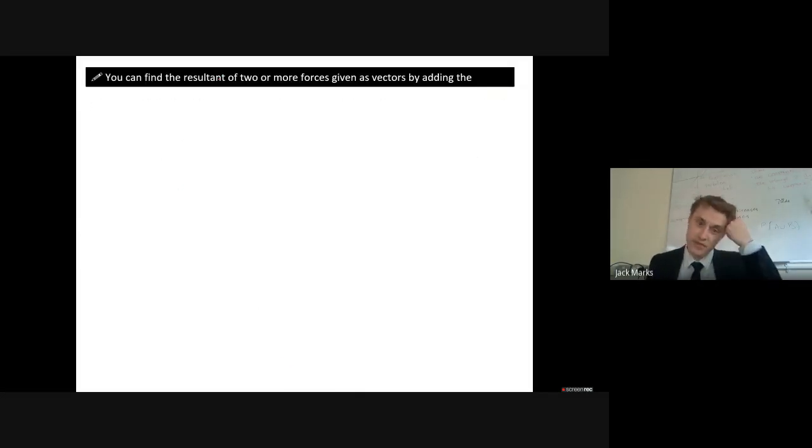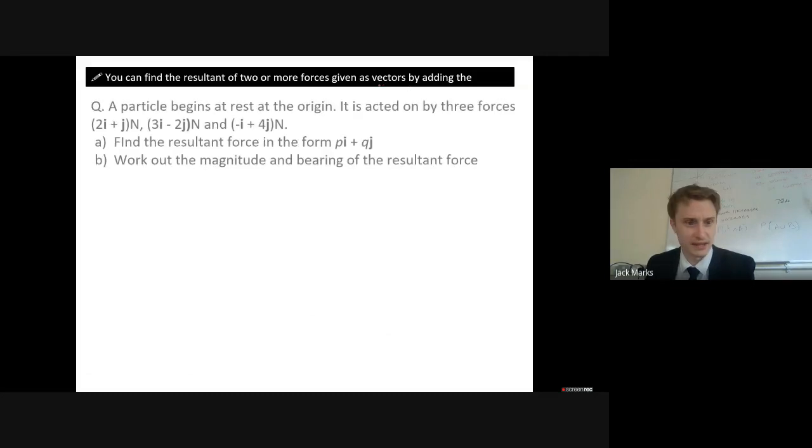So we can find the resultant of 2 or more forces. In fact, loads of forces we could have. We need to find the resultant, so we need to add them together. So here's another quick example. So there's a force, there's another force, there's another force. So this tells you their direction. So this is 2 to the right, 1 up. This is 3 to the right, 2 down. This is 1 to the left and 4 up. Okay, so find the resultant, in other words, add them up, what's happening overall, and write it like this.